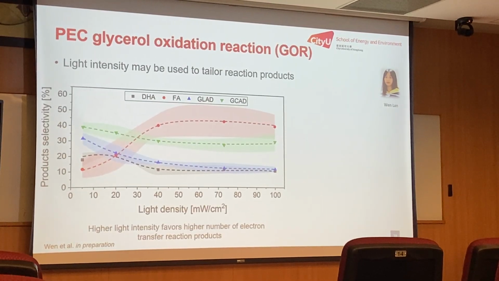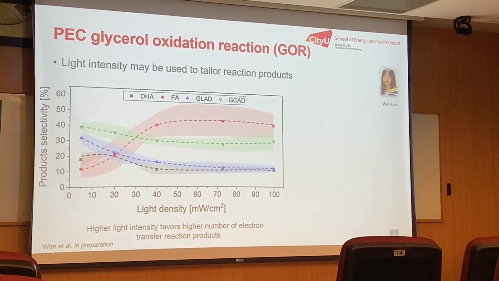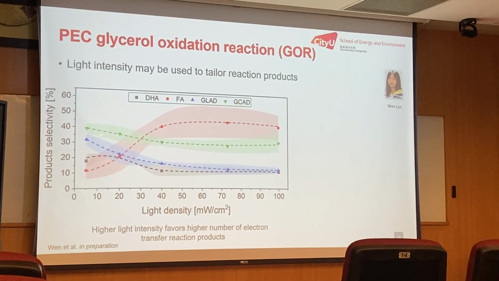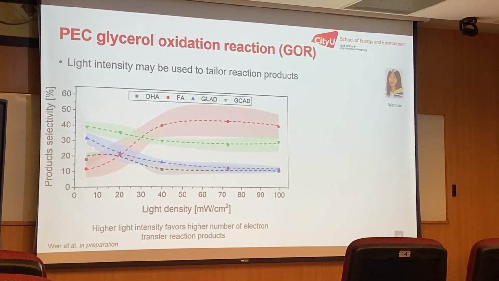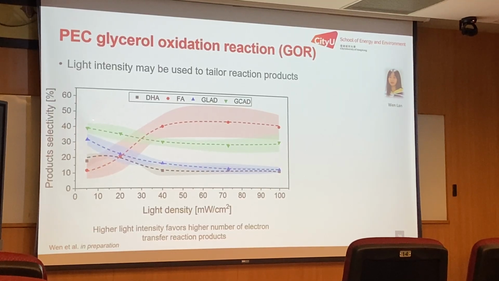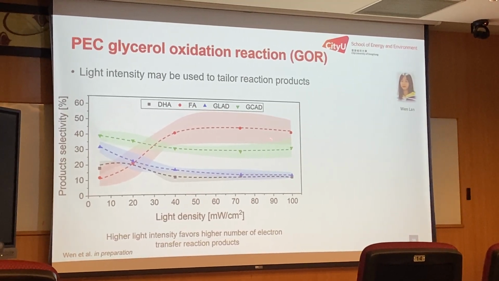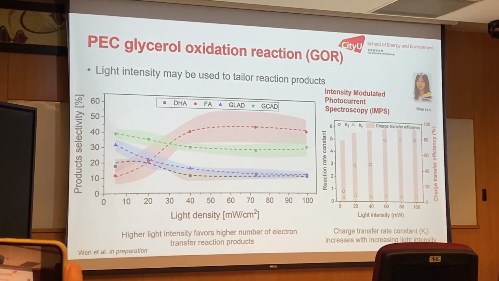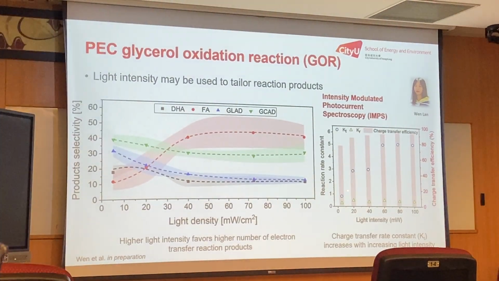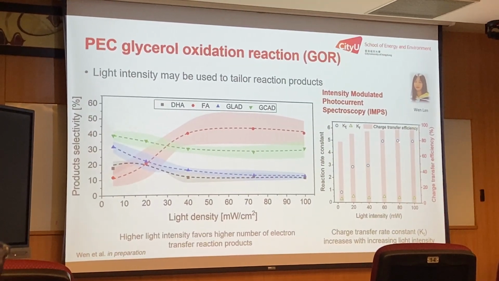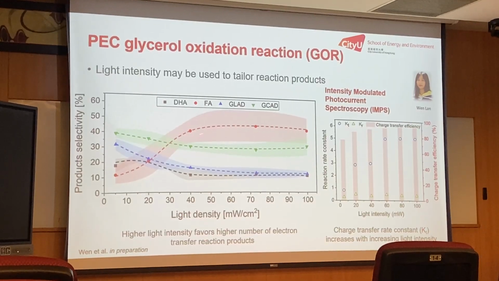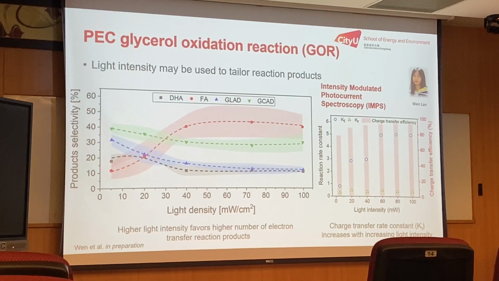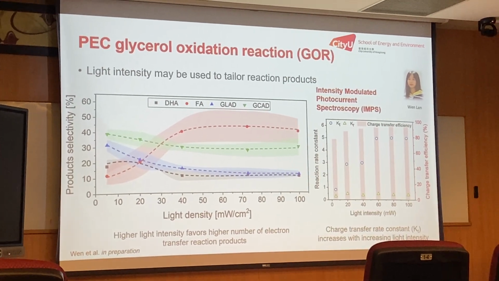Controlling selectivity can also be done with the light intensity, so we tried to do that to tailor the product. So here we can change the light intensity. It turns out with bismuth vanadate, the selectivity changes. At the lower light intensity we get more glycolaldehyde, at the higher light intensity we have more formic acid here. We did IMPS and EIS, and it turns out that the charge transfer rate constant and the surface hole density correlate pretty well with this product selectivity. So we think that a higher accumulation of holes promotes the higher electron transfer product, which is this formic acid.